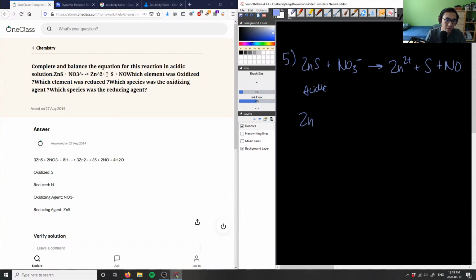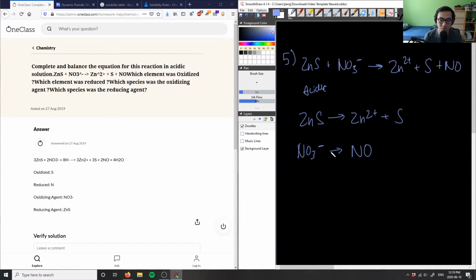It doesn't say that they have a charge here, so I'm just going to write solid sulfur. ZnS is going to dissociate into Zn2+ and S here. And NO3- is going to dissolve into NO here. What we want to do first is balance out anything that's not hydrogen or oxygen. In this case, zinc is balanced, sulfur is balanced, and nitrogen is also balanced.